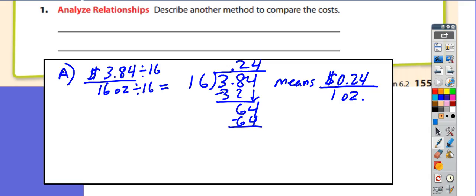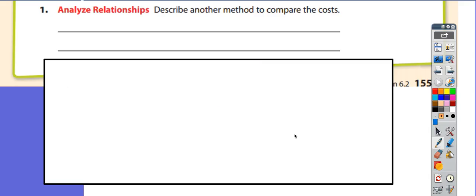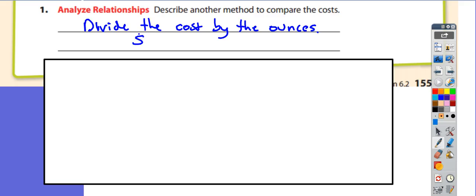So here's the point. The question reads, describe another method to compare the costs. The other method would be divide the cost by the number of ounces. And I'm going to include in my answer the visual, which is the dollars over the ounces. And I've described this before. Almost always the money would be the numerator or the dividend, and then the items would be the second term.